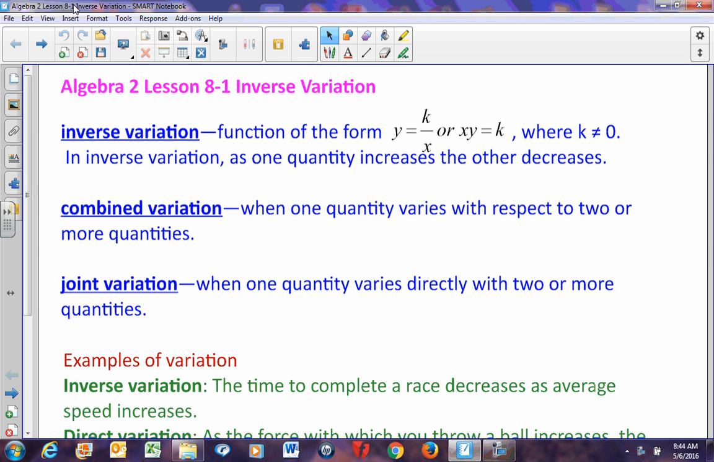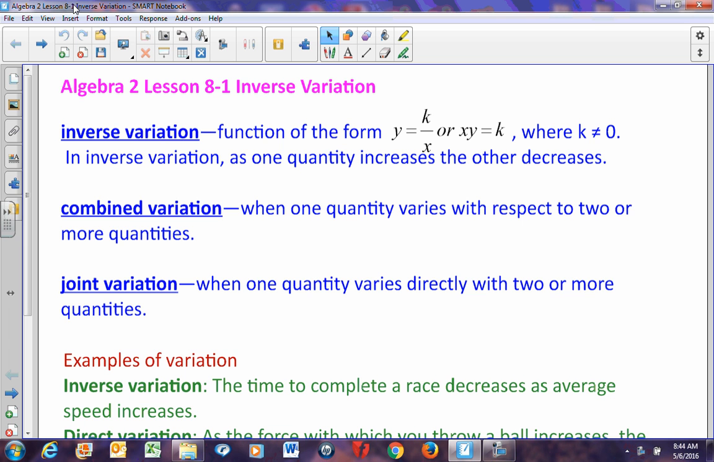This is Algebra 2, Lesson 8-1, Inverse Variation. Inverse variation is a function in the form of y equals k divided by x, or xy equals k, or x equals k divided by y. You can write it for any variable, but k cannot equal 0. That's the most important thing.